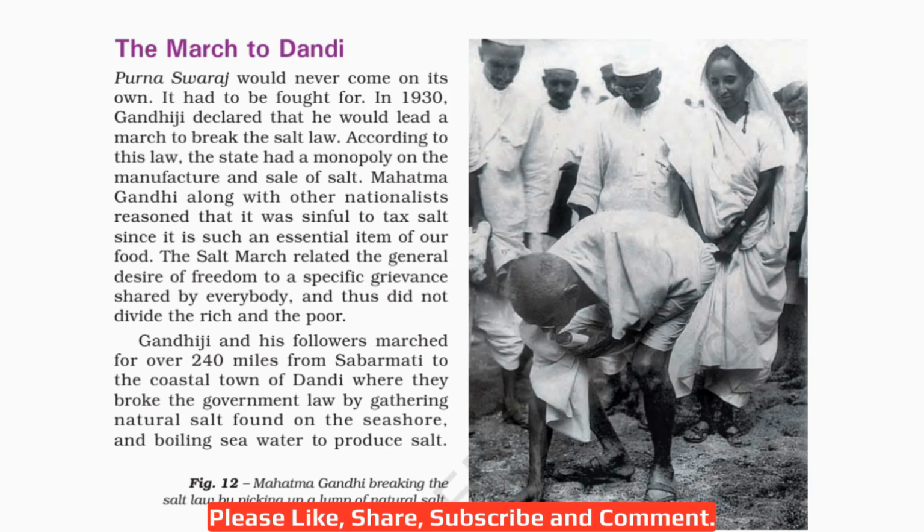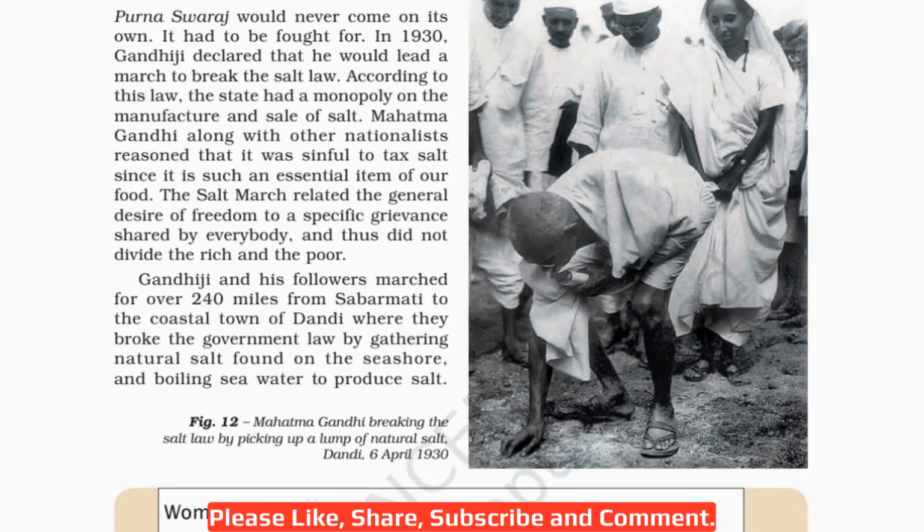So he wanted to remove tax from salt because salt is an everyday item. We need it every day, and if it became costly, how would people afford it and how would people eat? The Salt March related the general desire of freedom to a specific grievance shared by everybody, and thus did not divide the rich and the poor, because this was a demand of the rich and the poor, every caste. So this won the support of all the people. Also, it became the symbol of the civil disobedience movement's beginning.